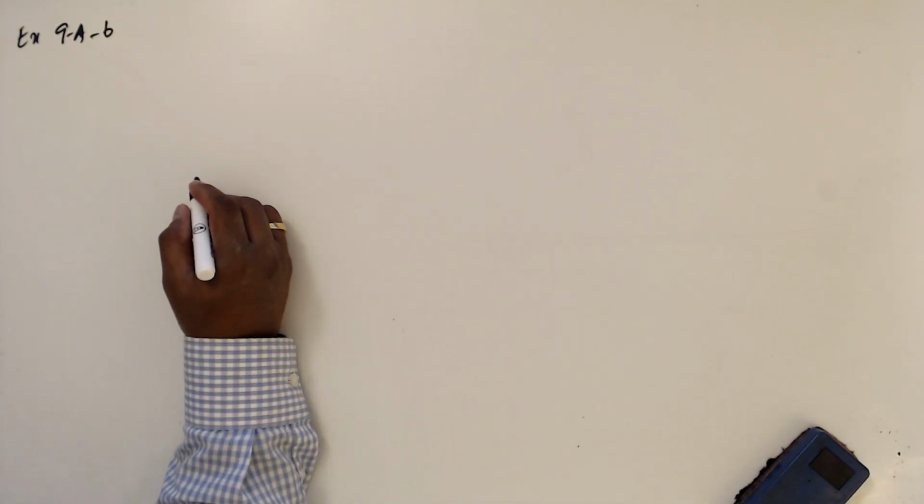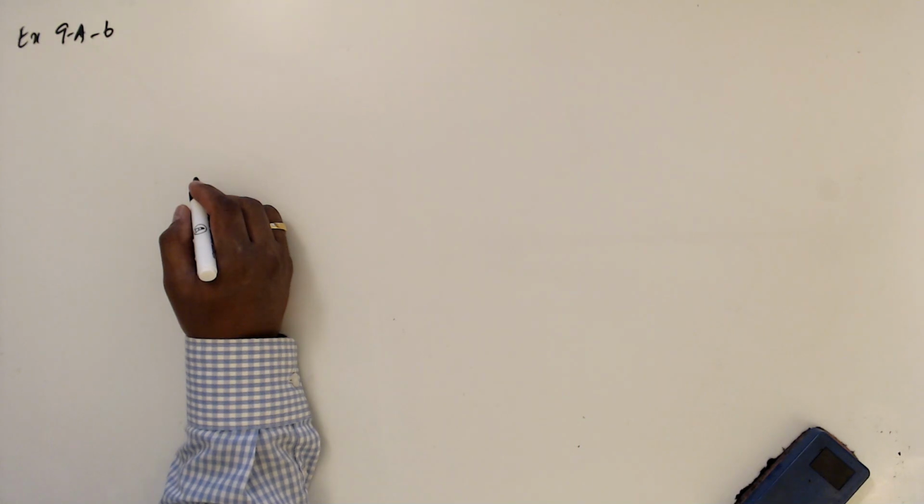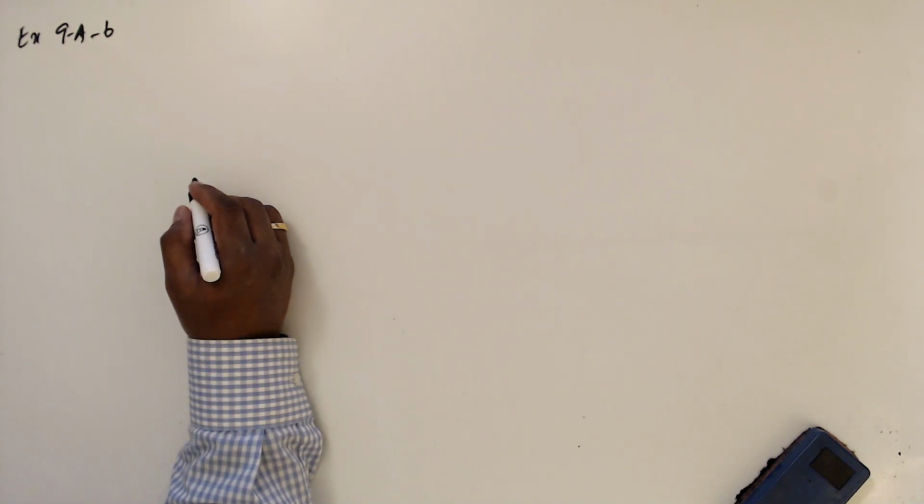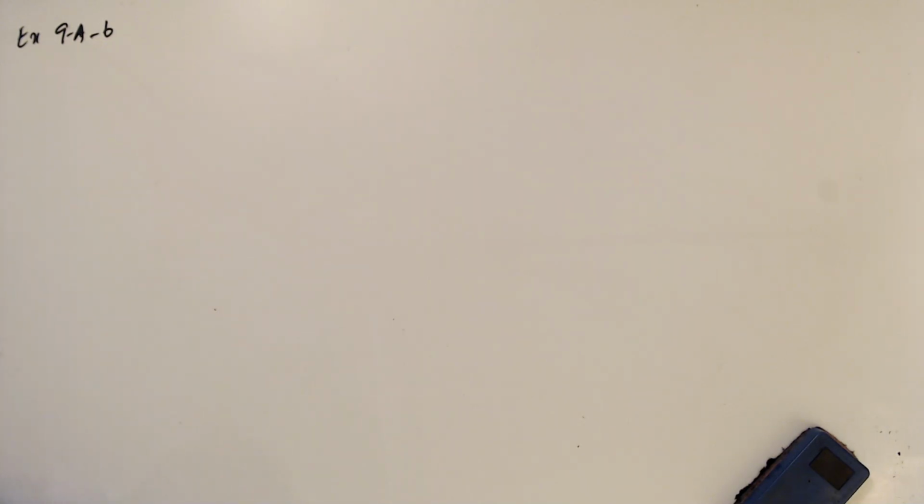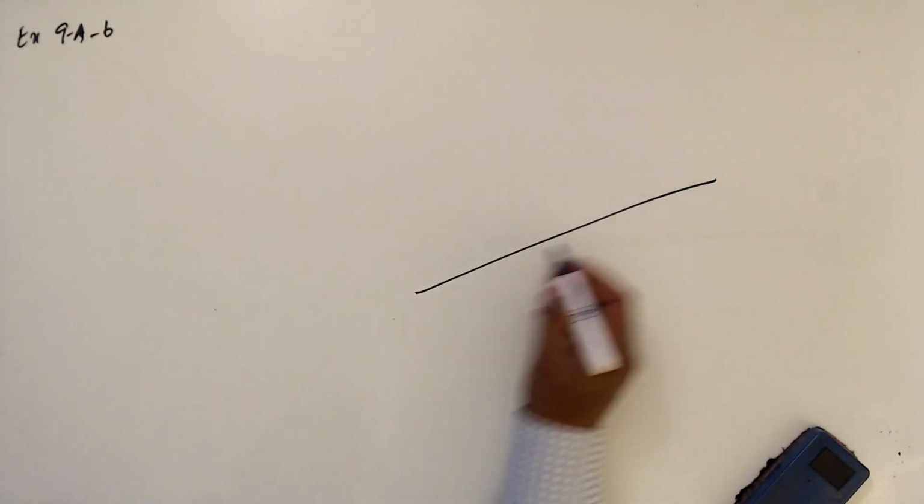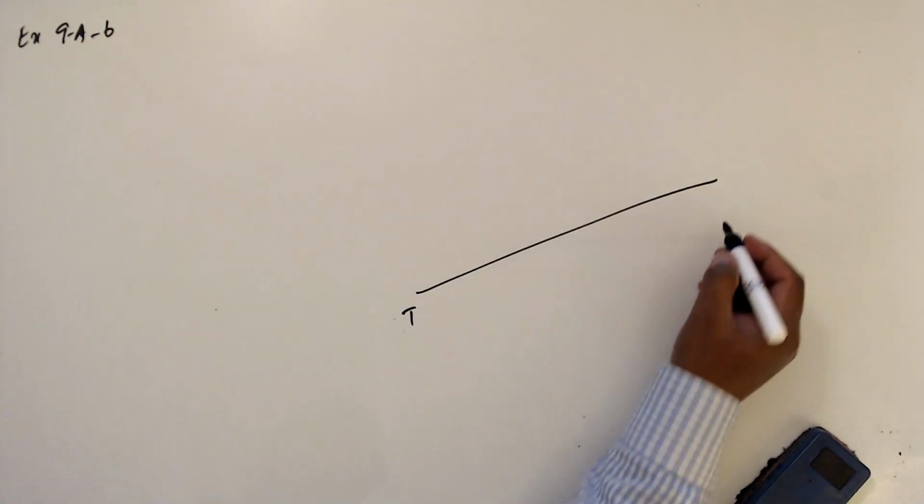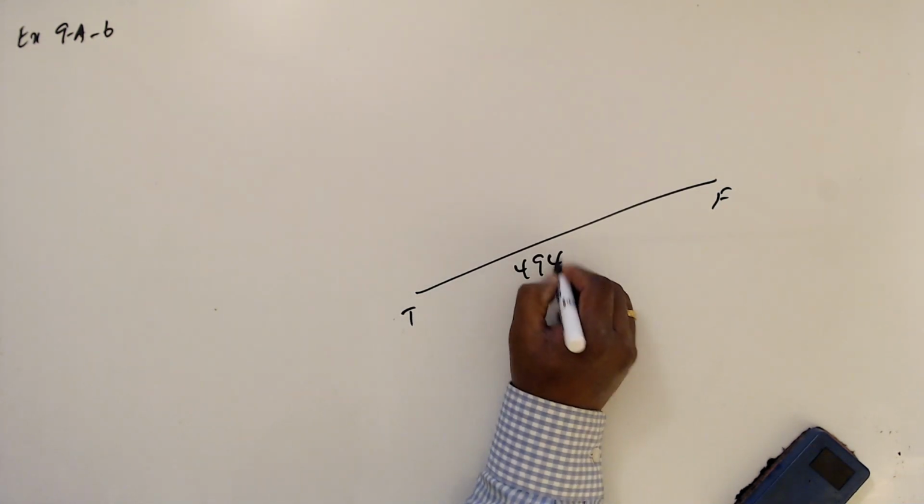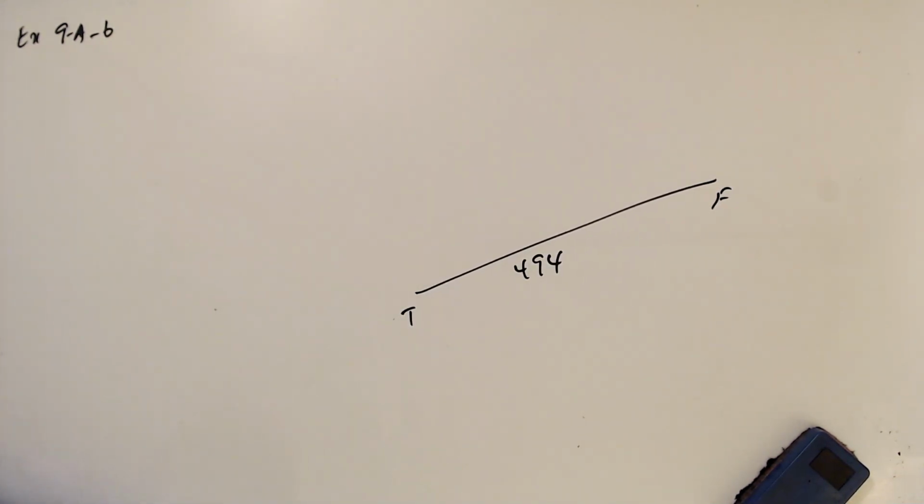Exercise 9A6. The distance from the T to the flag F on a particular hole on the golf course is 494 yards.